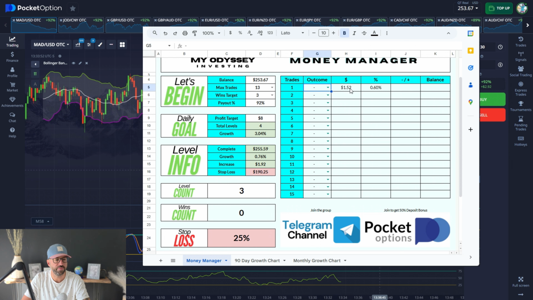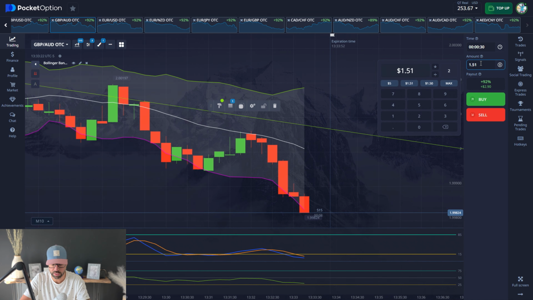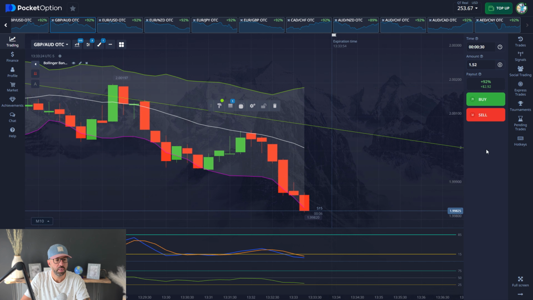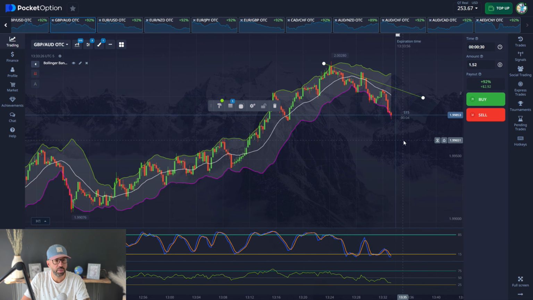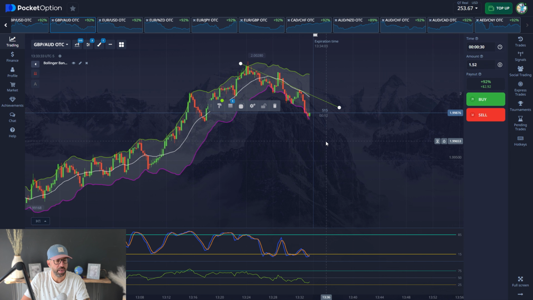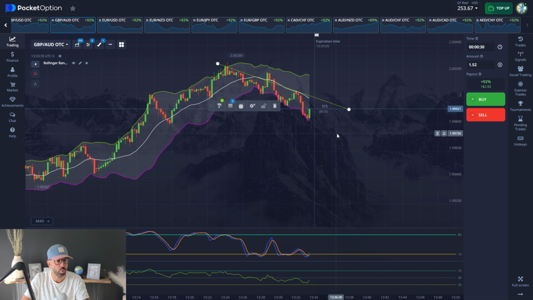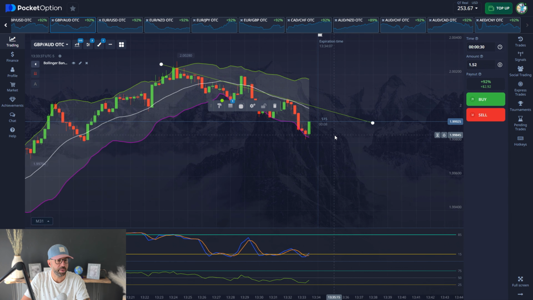We are at $1.52. So let's enter that into Pocket Option. So we'll be able to change this to $1.52. And so this is our trend line here, which we can already see what's happening, that this is a downward push. And do we want to go with the momentum, or is this gonna bounce back up?